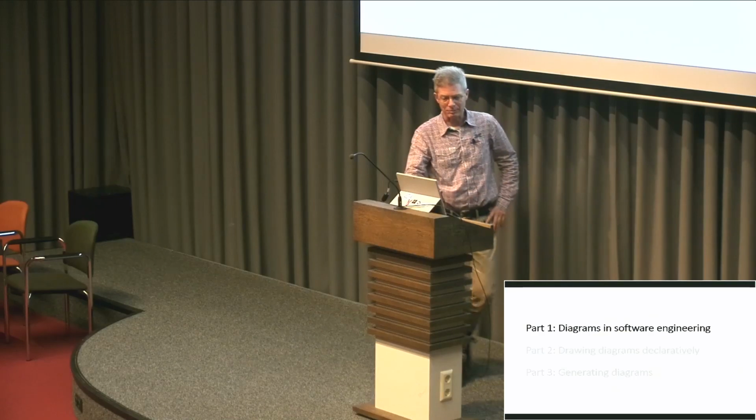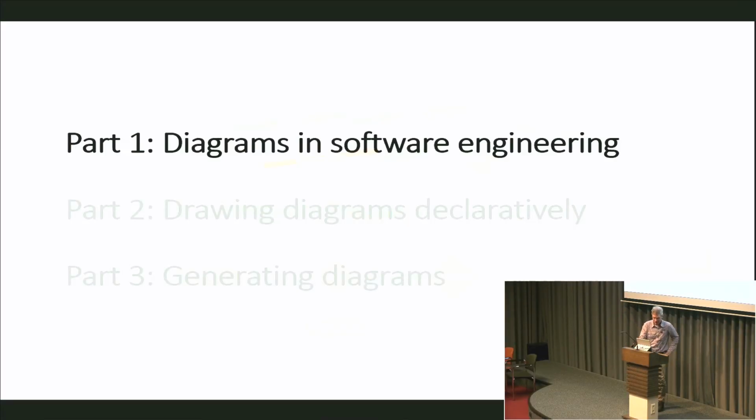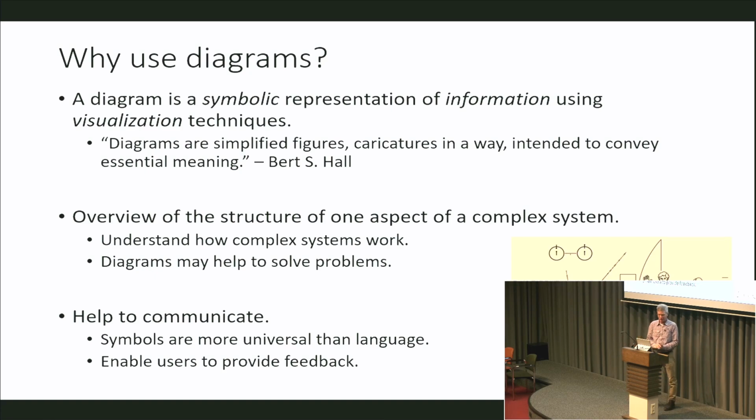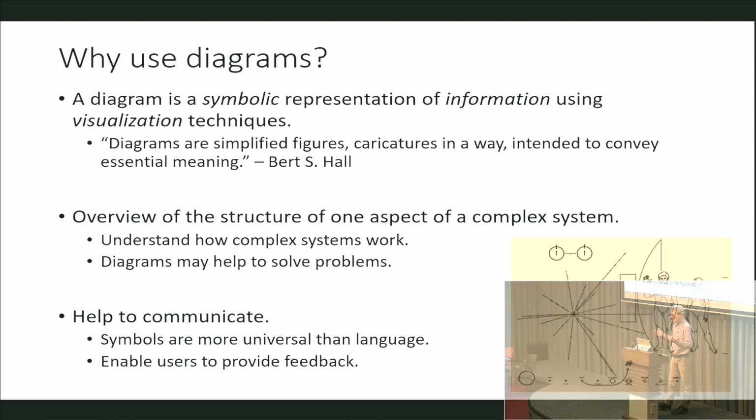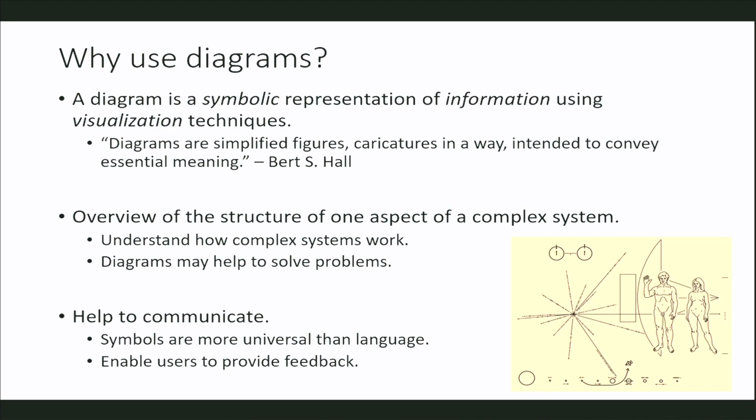So I'll start by telling a bit about diagrams in software engineering. Why would you use diagrams? Well, a diagram is a symbolic representation, meaning it doesn't use normal language, words, sentences. It uses symbols, like mathematics, which represent information, and it presents those using a visualization technique. It's very general. What we use it for in software engineering is to give an overview of the structure of a complex system, and preferably one aspect, although there are many diagramming techniques and diagrams that I've seen that try to fit it all into one diagram, so then it becomes more than one aspect.